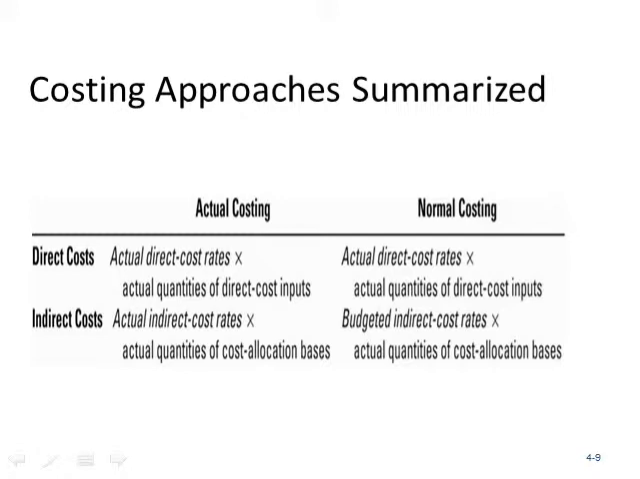And so this table summarizes the formulas that are used to determine cost under both approaches. A careful study of the information on this table shows that the only differences are the cost rates used for indirect costs. So please make sure you're familiar with this and that it makes sense to you, and get a good idea of actual costing, which uses actual indirect cost rates times actual quantities, versus normal costing, which uses budgeted cost.